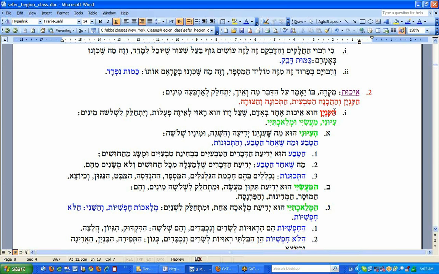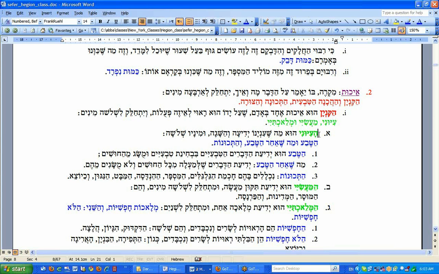So let's talk about kinyan as the first one. Kinyan hu echus echad ba'adam. Here he just looks at the human being and he says, kinyan is a quality of man. She'al yado hu roi la'eza pulot. When a man possesses this quality, he can do a certain action. The yischalek l'shlosha minim, and it's divided into three parts: iyuni, ma'asi, u'malachti. So there's three kinyanim that a person has that allows him to do certain actions. We'll see. There's intellectual iyuni, there's ma'asi, and malachti, the crafts, etc.